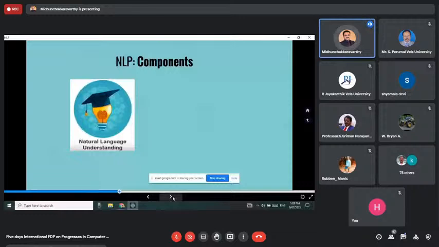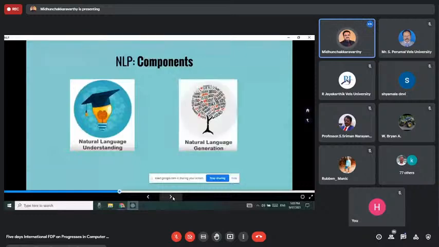So now let me explain the idea. Natural language understanding: first we have to understand the language. In understanding the language, the most important point is whether the given text is written in proper words, whether the text used in this language is in proper sentences, and whether they have used proper grammar. Then we need to get our next component, which is natural language generation.